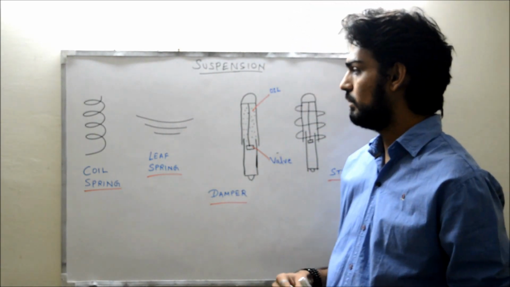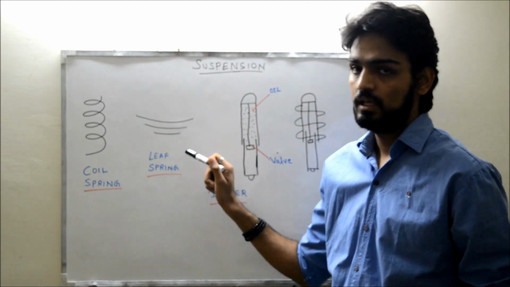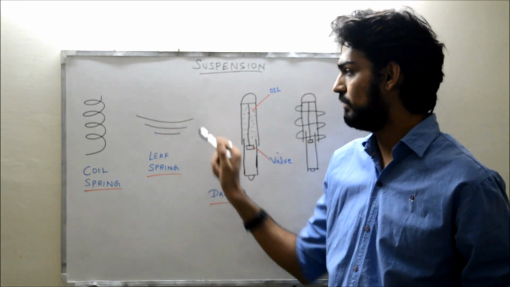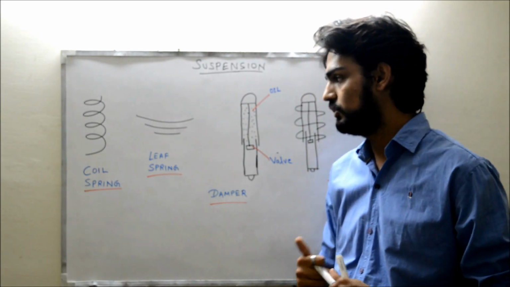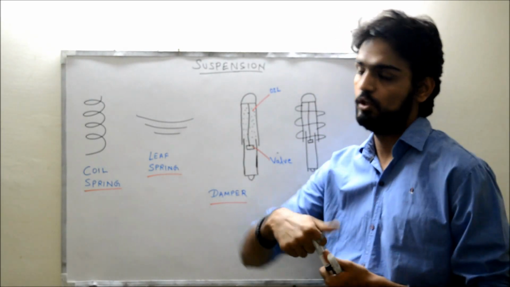A leaf spring is basically steel rods which go progressively shorter as we move downwards. This is also known as a semi-elliptical spring and is used in heavy vehicles or heavy loads.